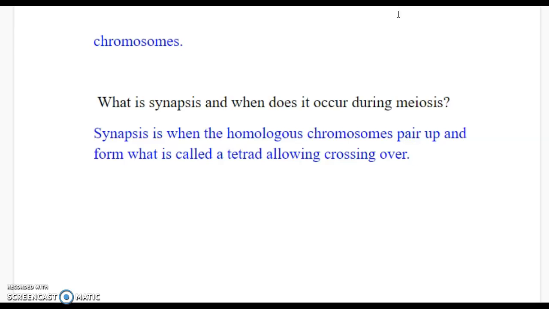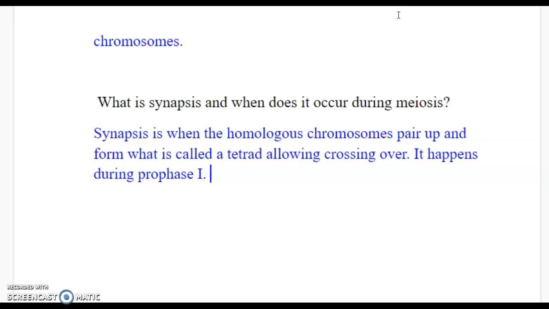So that adds to the genetic diversity. That crossing over happens during prophase 1. So it happens right off the bat. It happens during prophase 1. And it adds to genetic diversity.